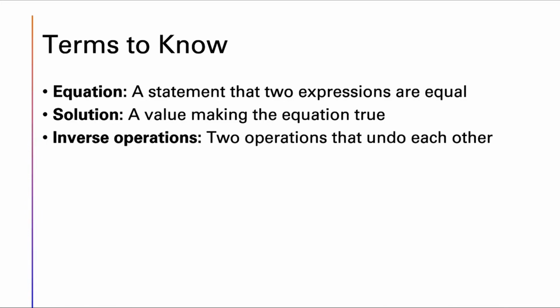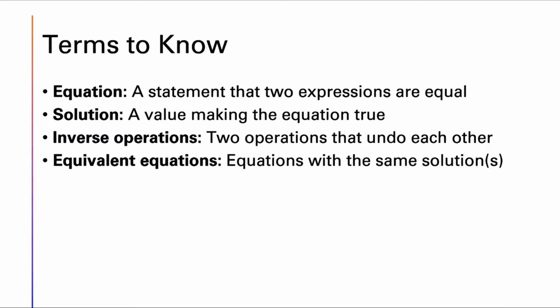Inverse operations are two operations that undo each other. Maybe you've heard of them: addition, subtraction, multiplication, and division. Of course, there are two more that we'll talk about later. An example is addition and subtraction. If you add 5 to a number, n, and then you subtract 5 from the resulting expression, n plus 5, you cancel out the 5 that was added to n. This is a basic example of how we solve algebraic equations.